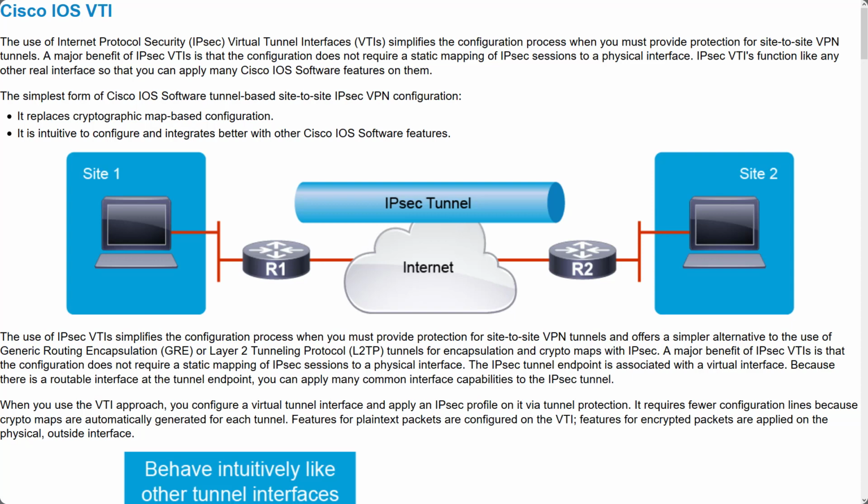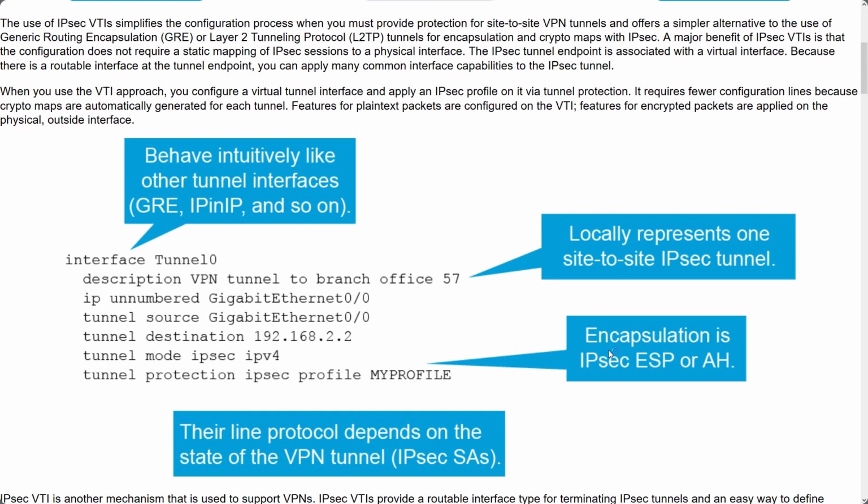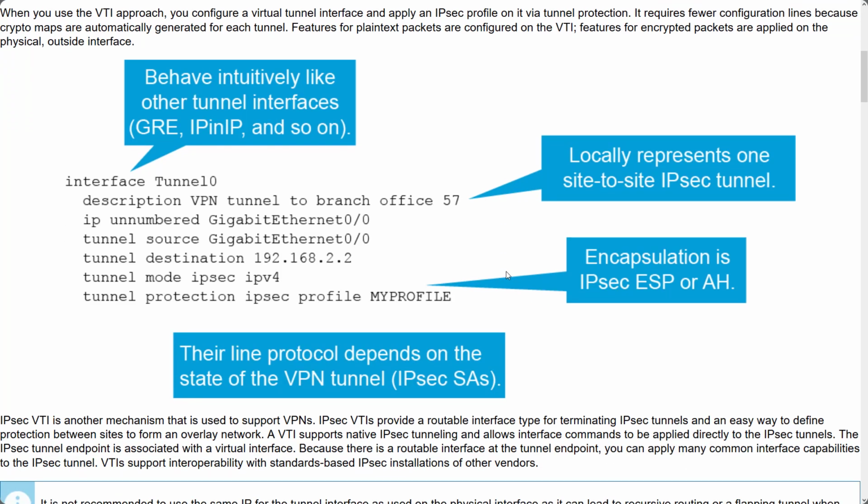So when you use the VTI approach, we configure this virtual tunnel interface and we apply the IPsec profile in tunnel protection mode. It requires fewer configurations, and we're going to see this as we go through the discovery and start to look at the configuration. All right, it says here that this tunnel interface behaves intuitively like any other interface. And we already saw the implementation of tunnel interfaces for GRE.